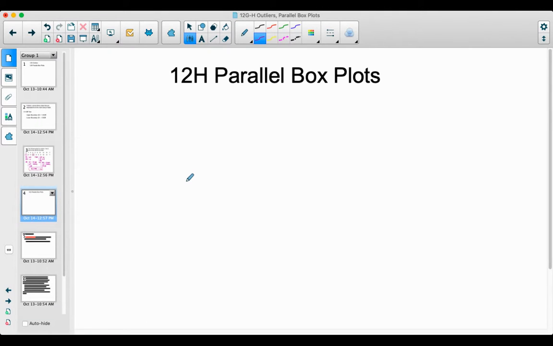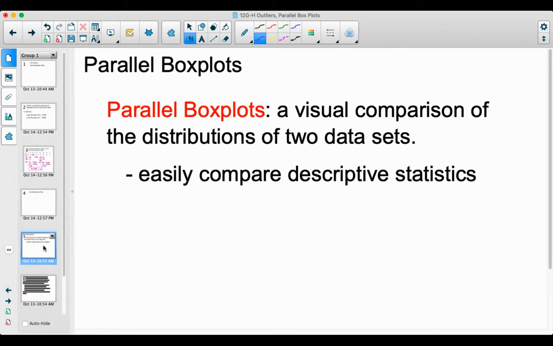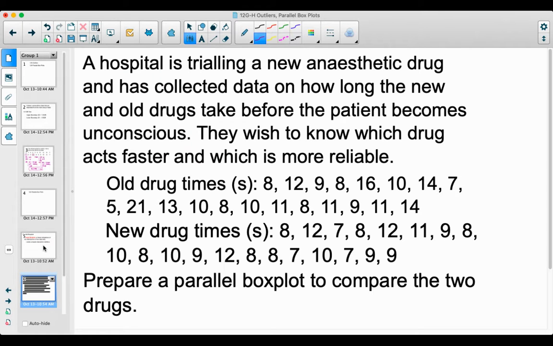Okay, let's now take a look at parallel box plots. We remember our box and whisker plots; we use our 5 number summary to develop them. And parallel just means that you're going to have two, either vertically next to each other or horizontally, one on top of the other, to be able to easily compare their statistics. Let's take a look at an example here.